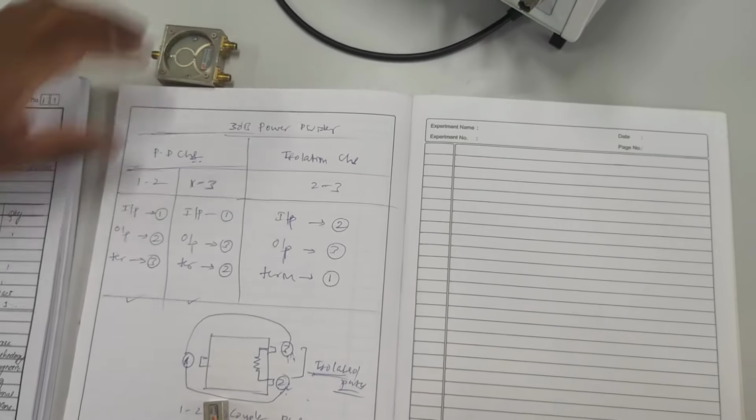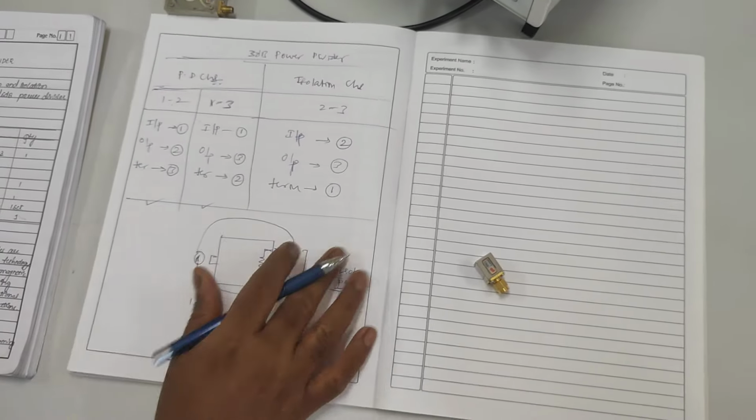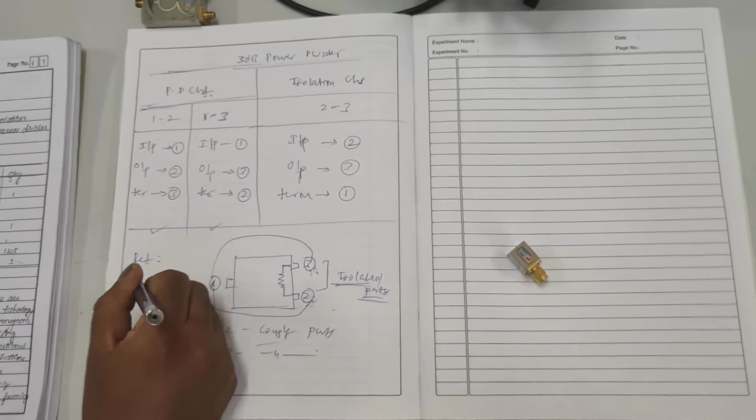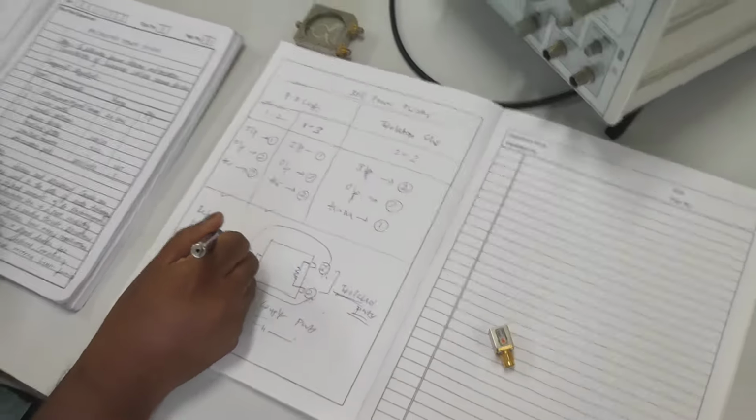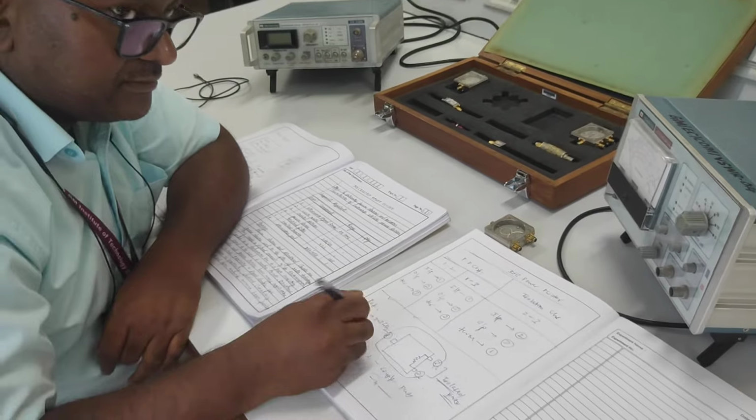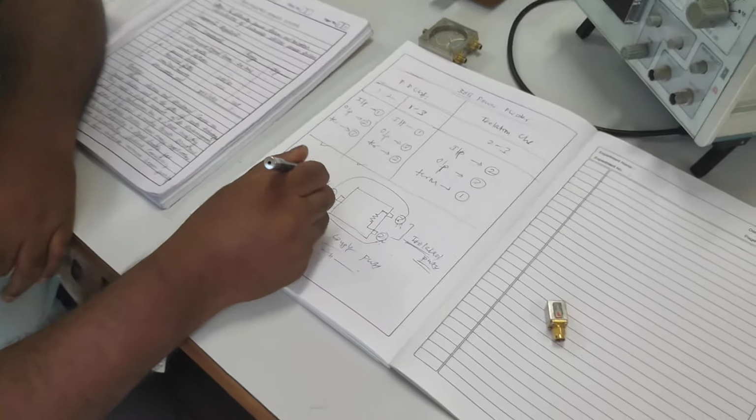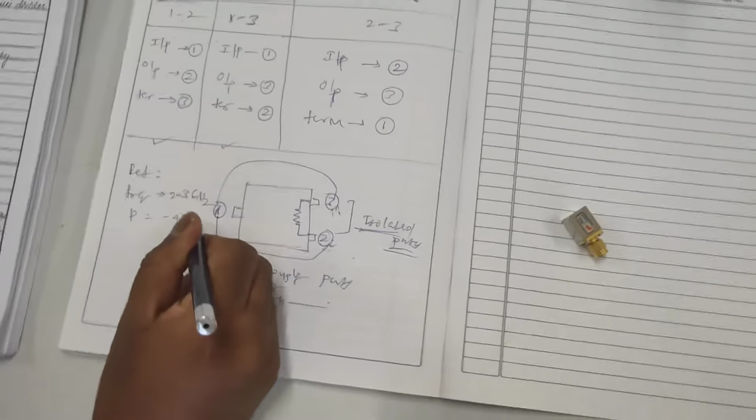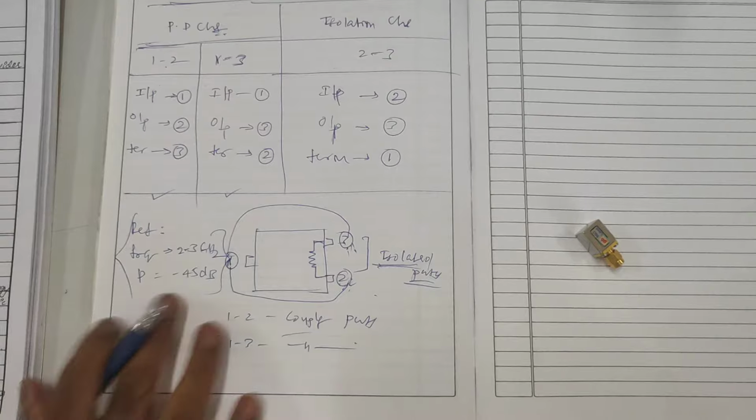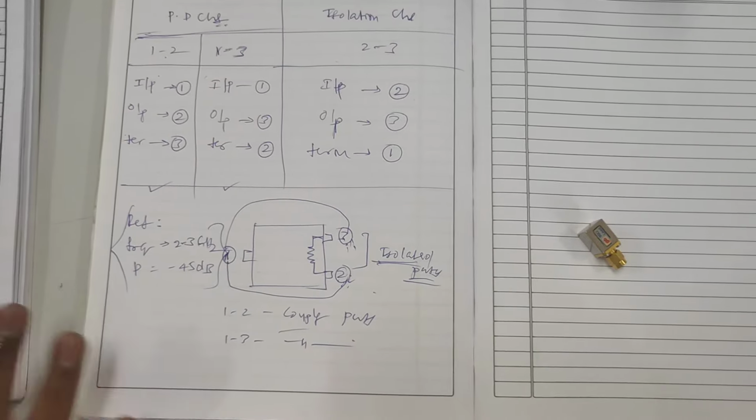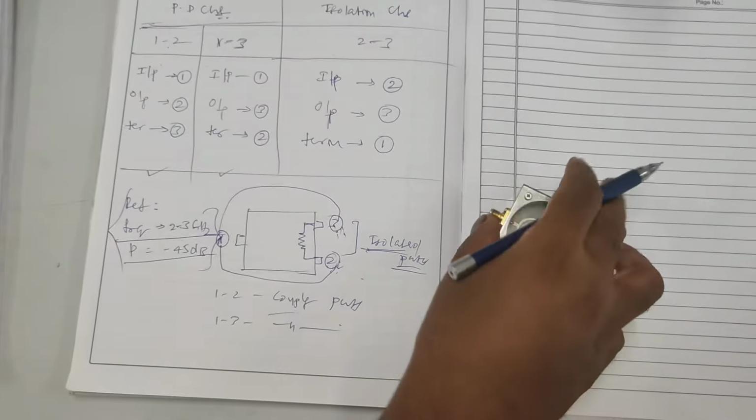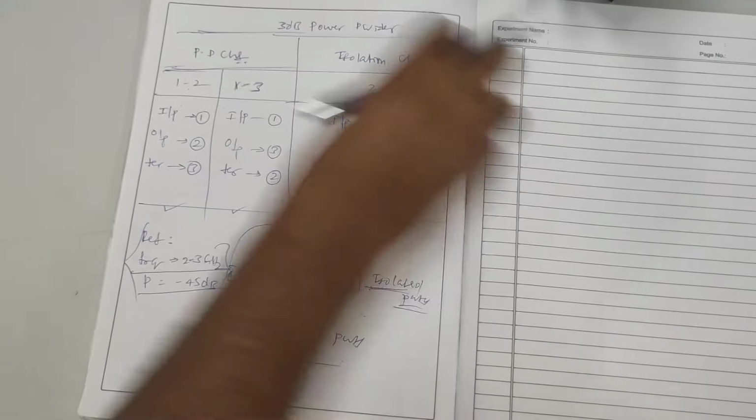This is the power divider. Before doing this, you have to take reference frequency and power. Reference frequency I will take 2.3 gigahertz and power I will take minus 45 dB. So I will show you how to adjust this frequency and power before inserting the actual power divider.